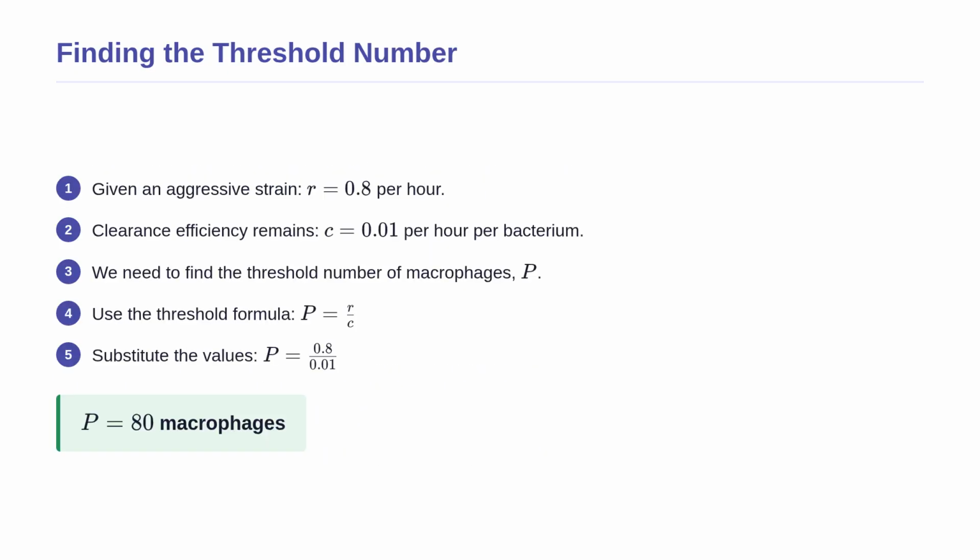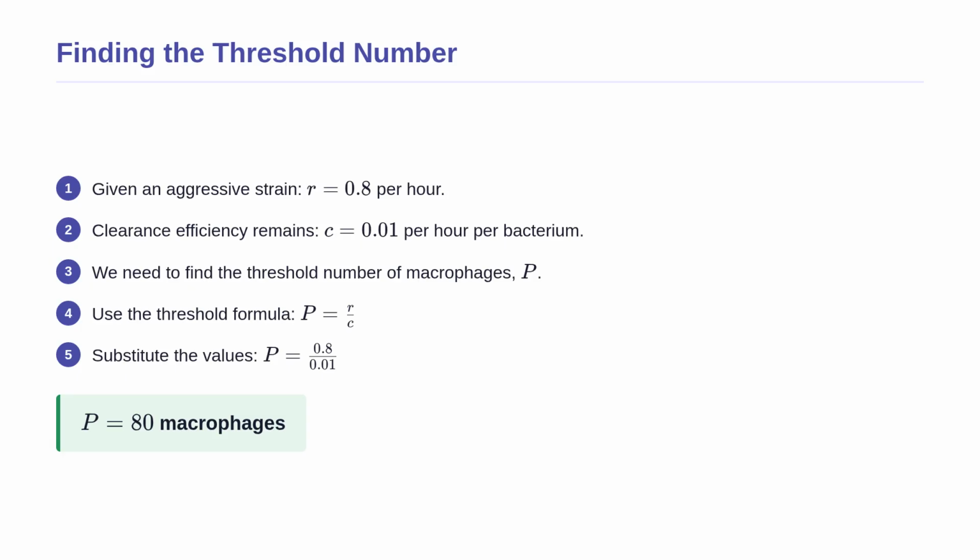Now that we have our threshold formula, let us apply it to a more aggressive infection. Imagine a new strain of bacteria enters the body with a higher growth rate of 0.8 per hour. The clearance efficiency of the macrophages remains at 0.01. We are asked to find how many macrophages the innate immune system must recruit to exactly halt the bacterial growth.